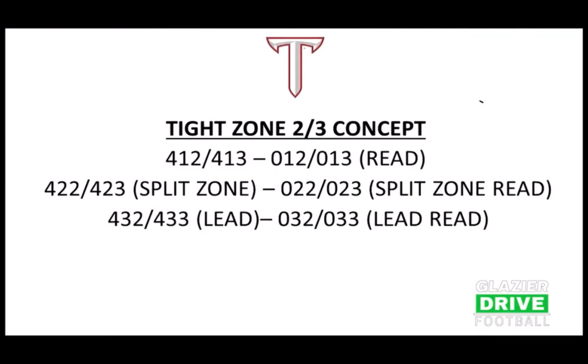This is tight zone versus an even front. Tight zone for us is a 2-3 concept. So if we're running 4-12, 4-13, that means that we're running tight zone out of a one back type of set. If we ran 0-12, 0-13, it means we're running tight zone with a read on the backside.